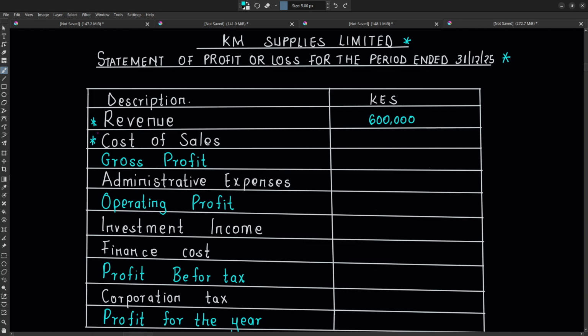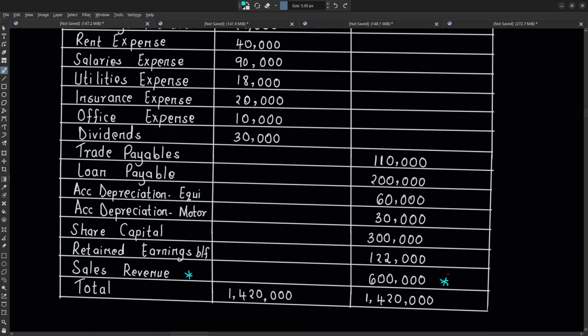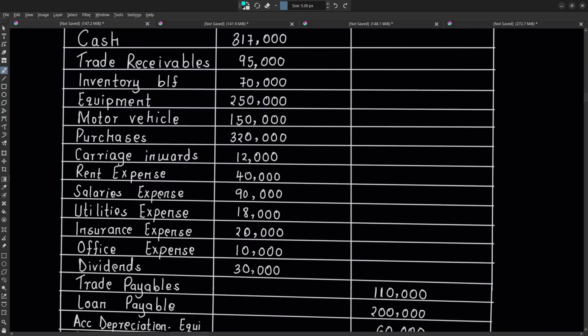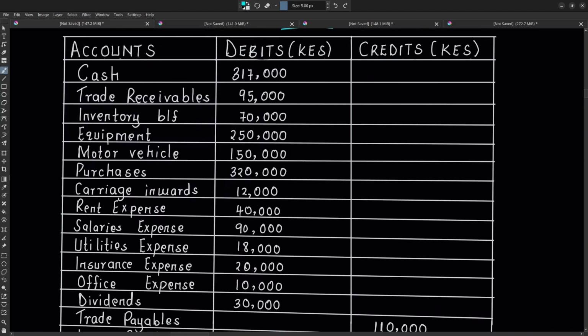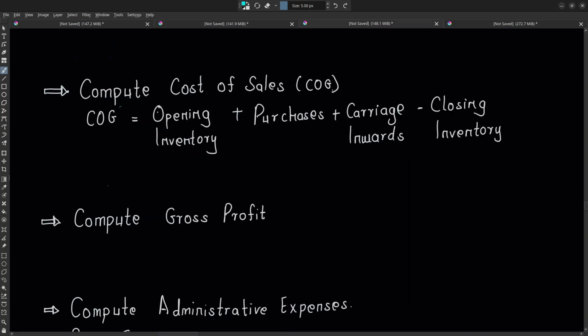Then the second thing is the cost of sales. When you look at our trial balance, you're going to see that we don't have any cost of sales account. This is because this company is using a periodic inventory system. When you are using the periodic inventory system, you calculate your inventory balances and the cost of sales balance as at the year end. But when you are using the perpetual inventory system, at every specific point when you're transacting, you make sure you have added or subtracted to your cost of sales or inventory as the transactions happen.